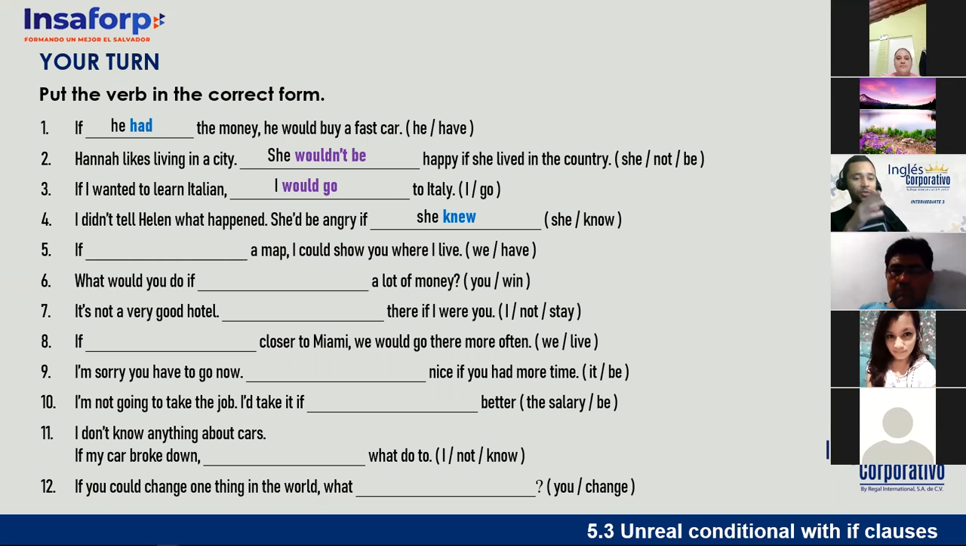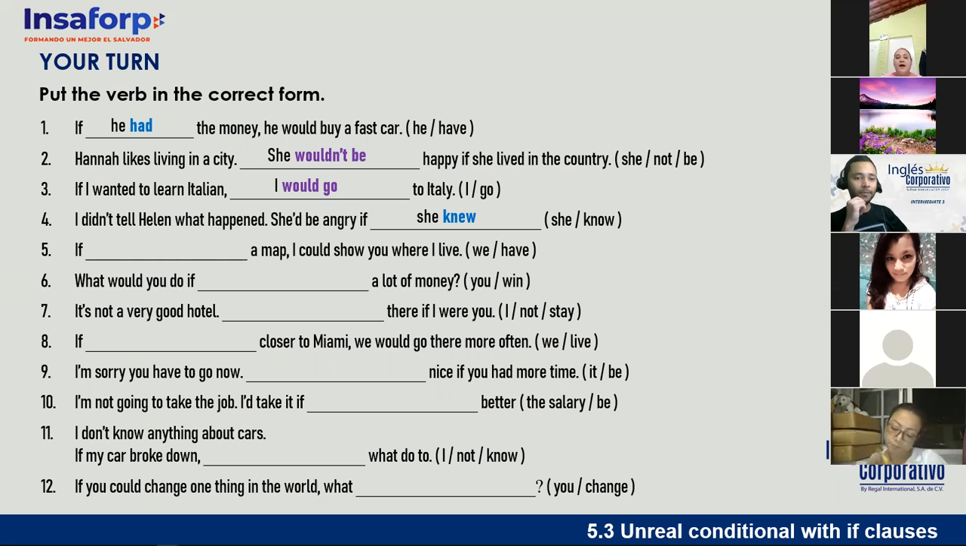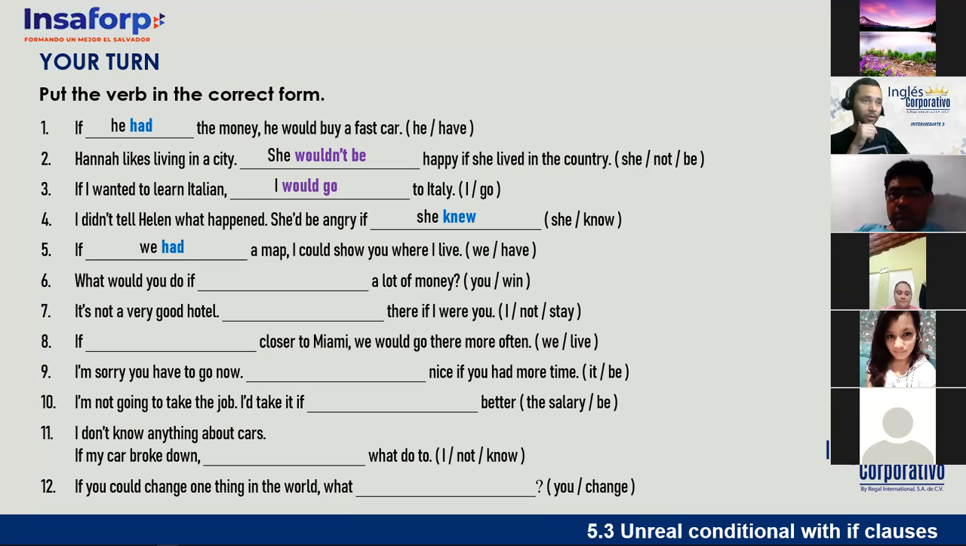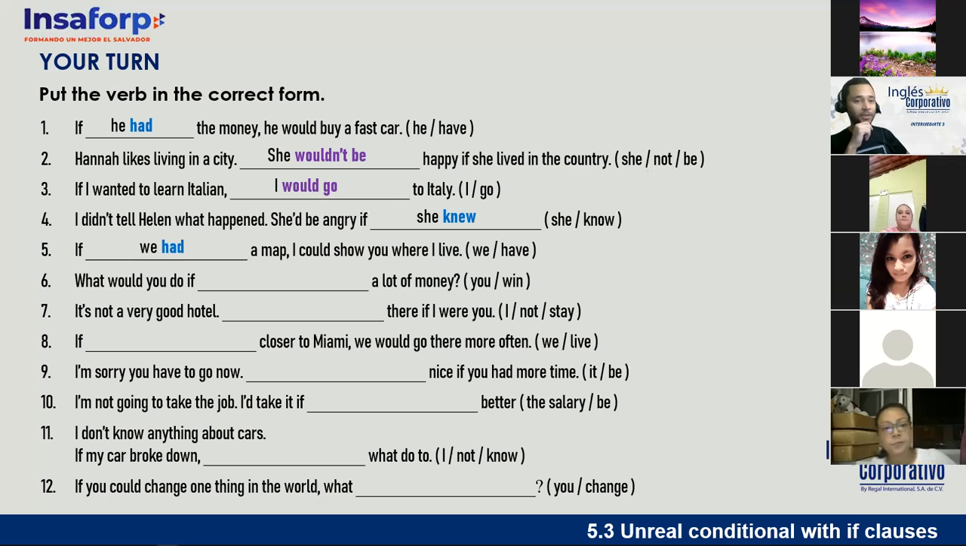Jenny, and then Sonia, number six. If we had a map, I could show you where I live. That is correct. Si tuviera un mapa, podría mostrarte donde vivo. Thank you, Jenny. Very good. Sonia, you take number six, please. Number six.